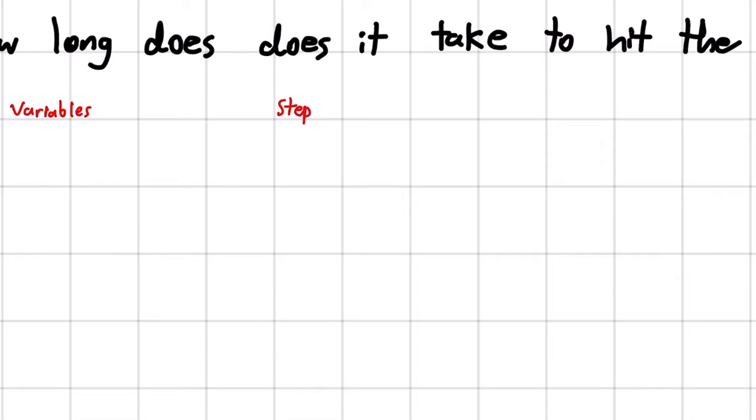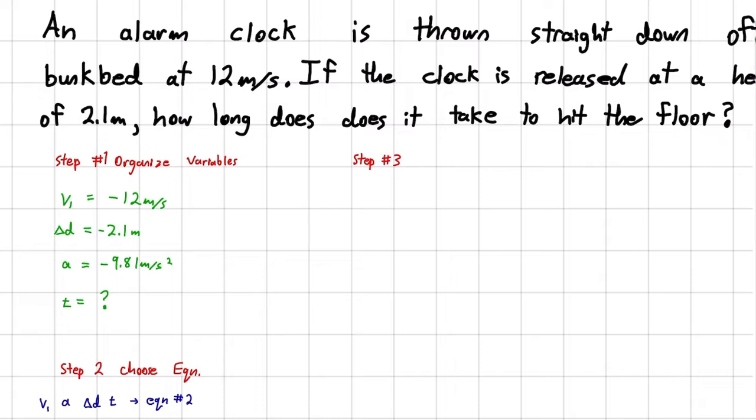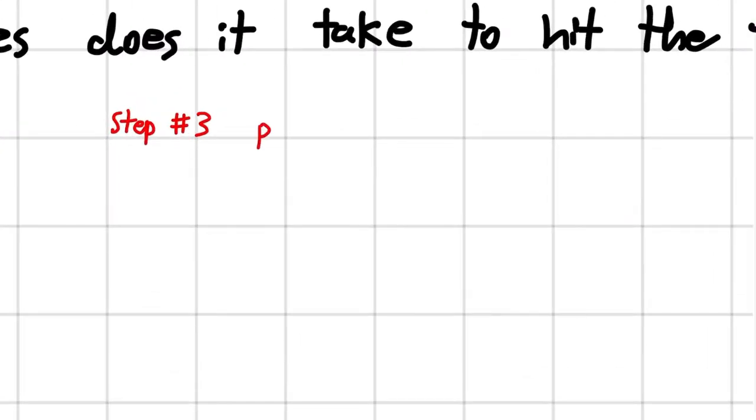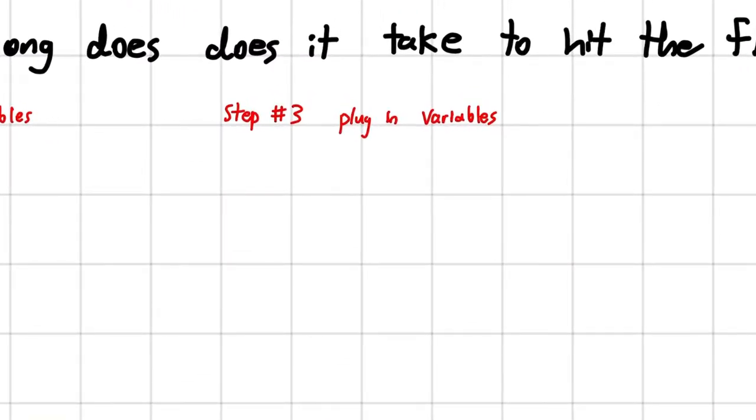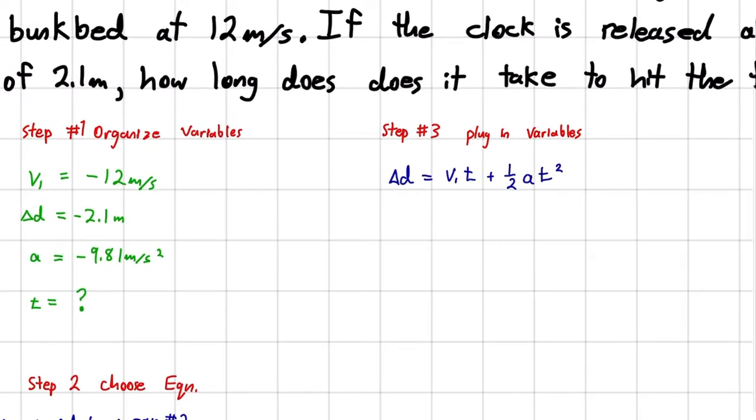And that brings us now to step number 3. We're going to plug our variables into our equation. So plug in variables. All right, so I'm going to start off by rewriting our equation. Delta d is equal to v1 times t plus 1/2 a t squared. All right, now let's look back at our variables and start plugging them in to this equation.